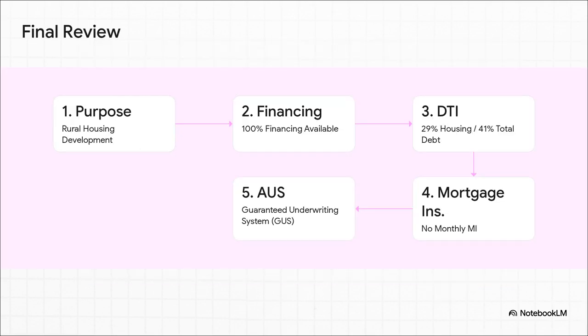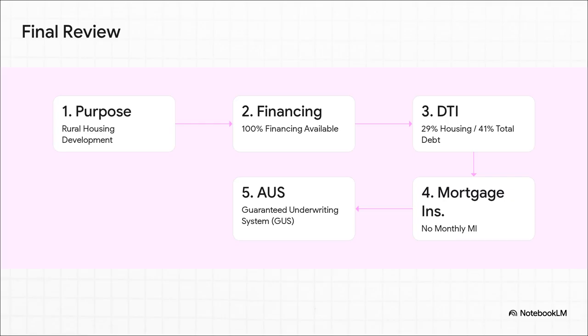And here it is, your rapid-fire final review. Ready? 1. Its purpose is rural housing. 2. It offers 100% financing. 3. DTI is 29/41. 4. There is no monthly mortgage insurance. And 5. Its automated underwriting system is GUS. Know these 5 points cold.